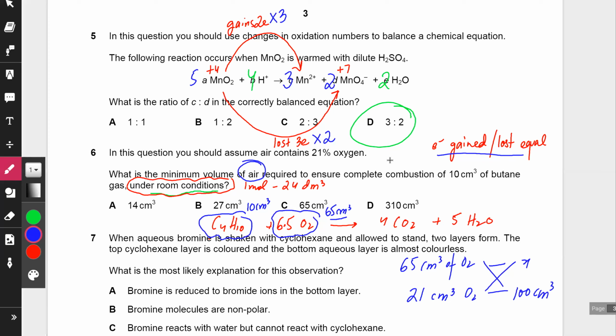Okay, how did you do this? 21 for 100 and 65 for X. But we had to find air, no. He had already told us that 21% of air is oxygen, right? So I'm just using ratio.